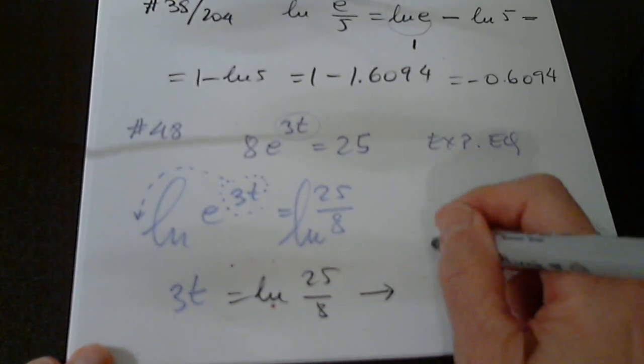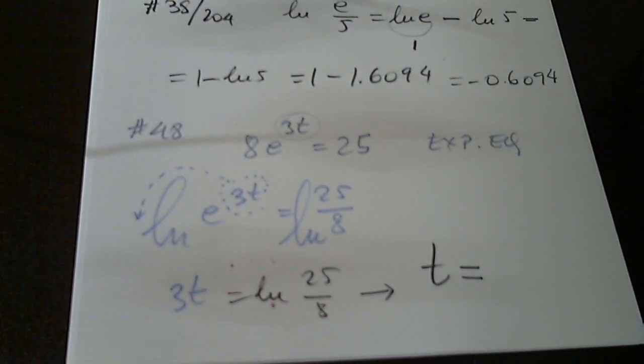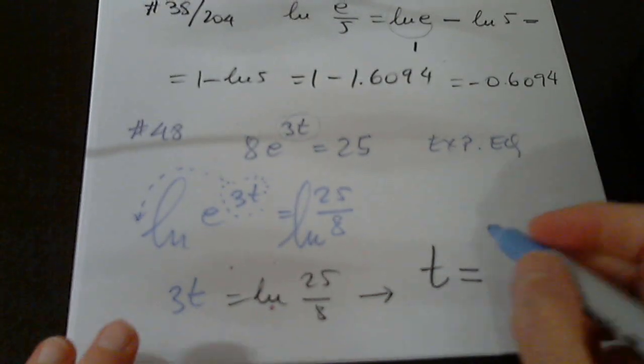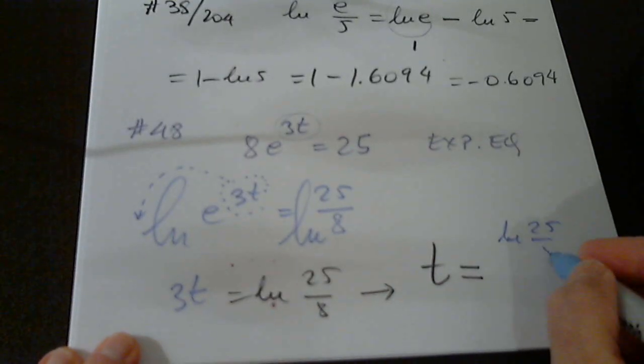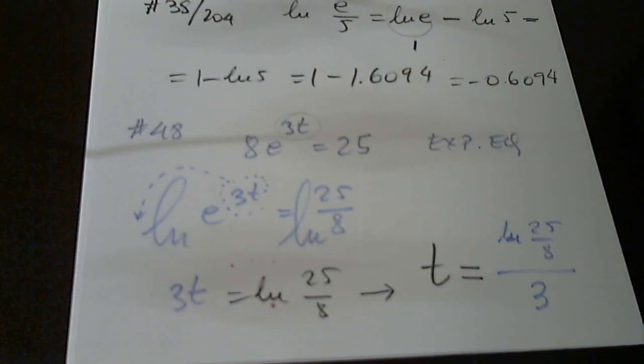And final step towards solving for t. What do I need to do? Divide by 3. Of course. So t equals natural log of 25 over 8 divided by 3. That's it. Done. So they want 3 decimal places.